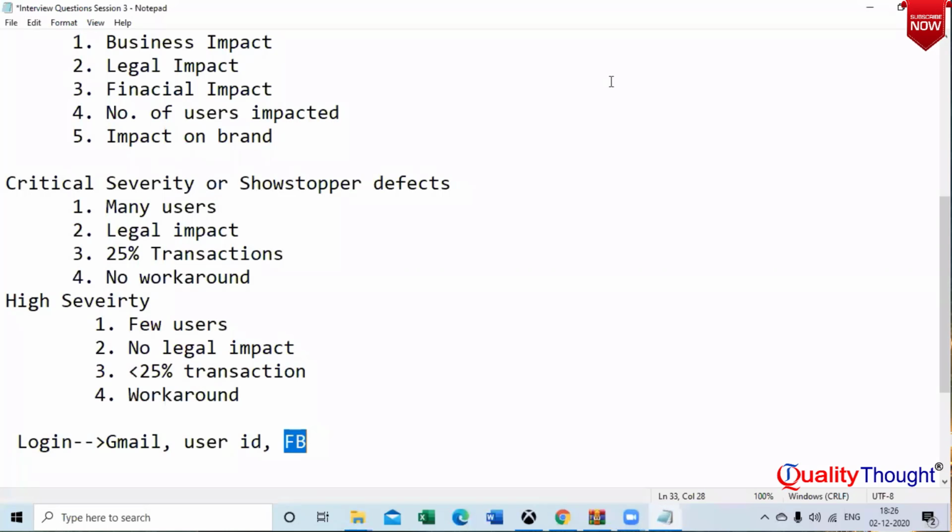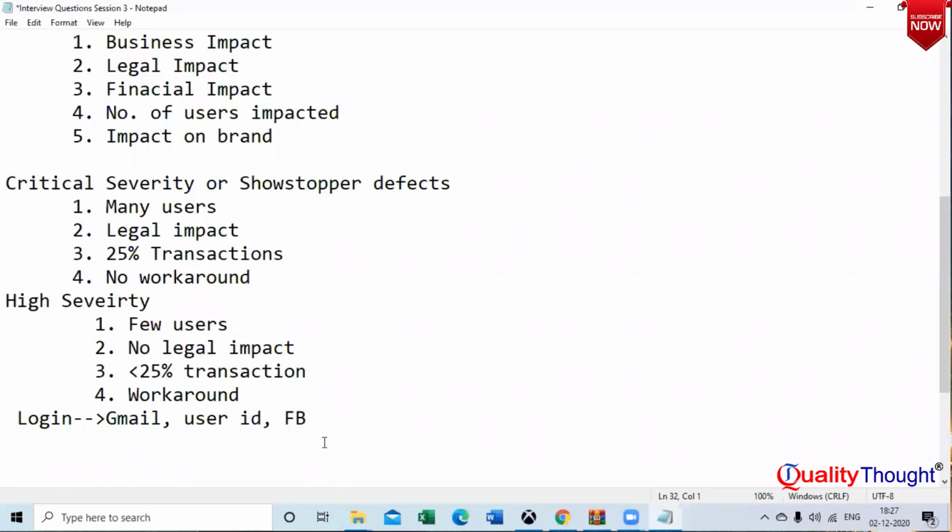But if login with Gmail is working and the other options are not working, or even if Gmail is not working but other options are working, as long as even one option is working, you still have the workaround.